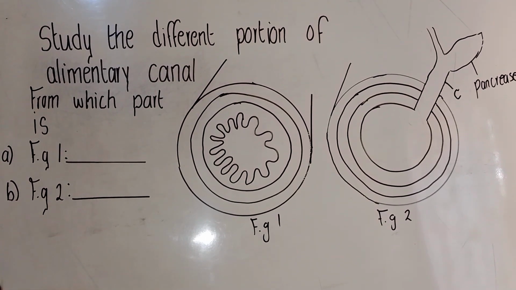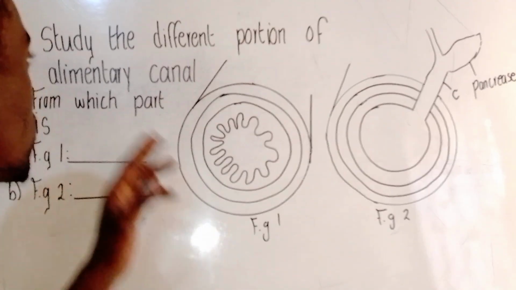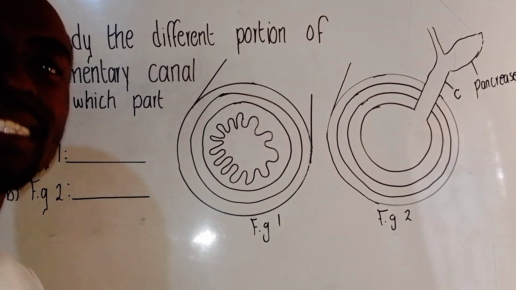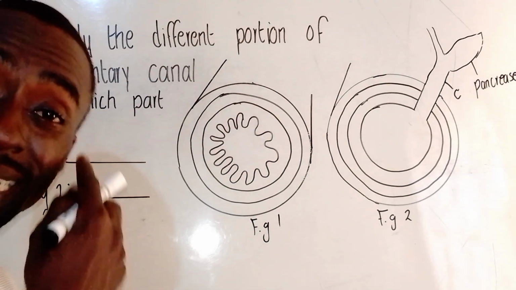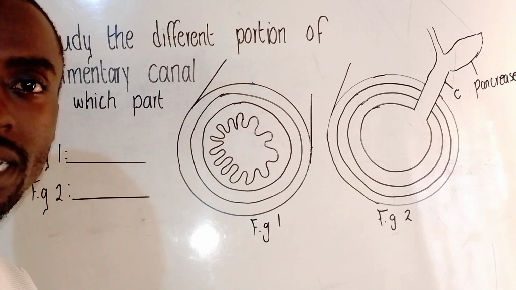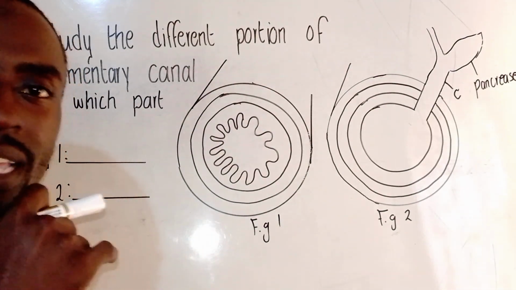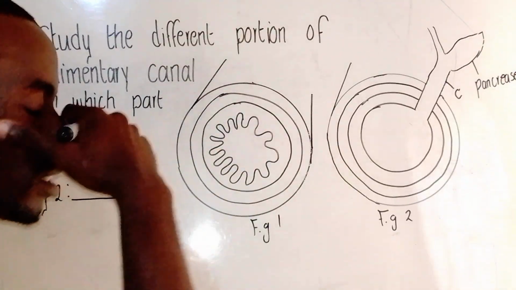Okay, so we have a biology question that says study the different portions of alimentary canal. When they say alimentary canal, it is also known as the gut or the digestive trunk. It is a tubular structure which runs from the mouth to the anus. So these are some of the parts you are seeing here.